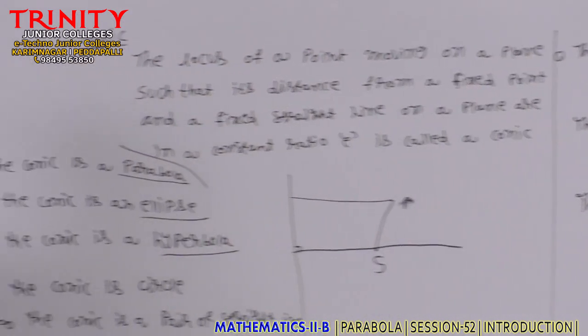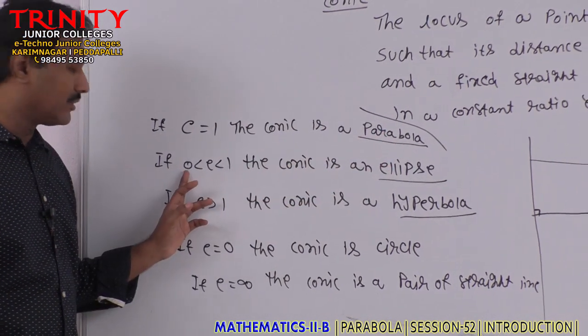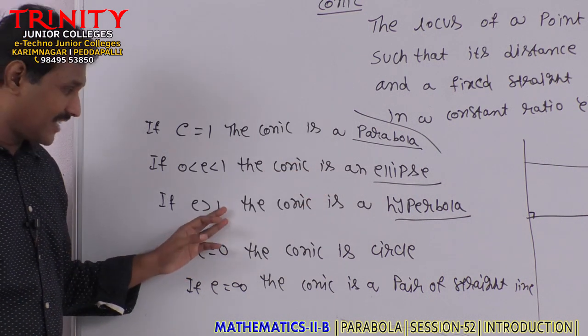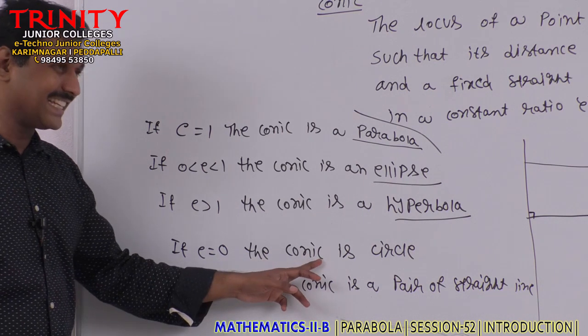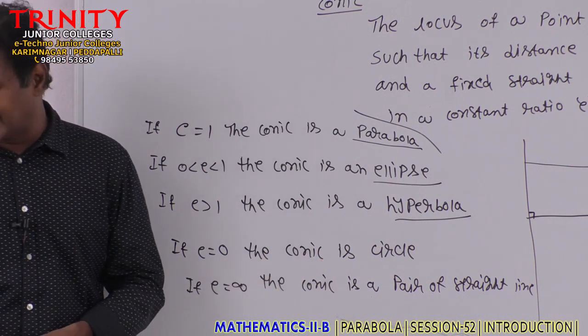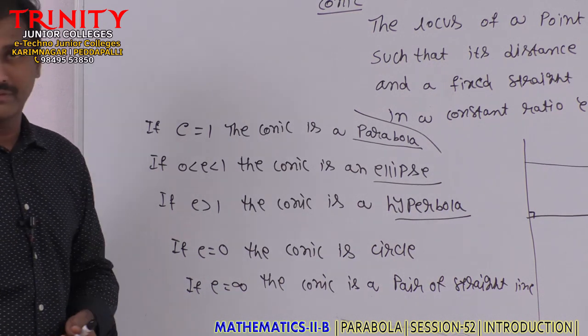Here suppose the fixed ratio E equal to 1, the conic becomes a parabola. Suppose if 0 less than E less than 1, the conic is an ellipse. If E greater than 1, the conic is a hyperbola. If E equal to 0, the conic is a circle. If E equal to infinity, the conic is a pair of straight lines.